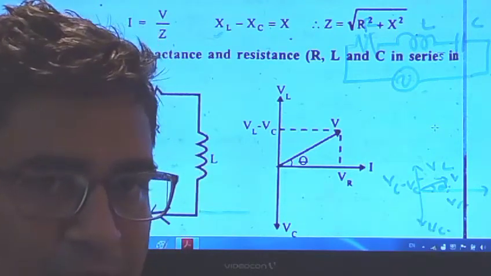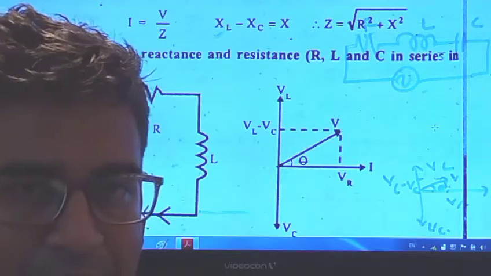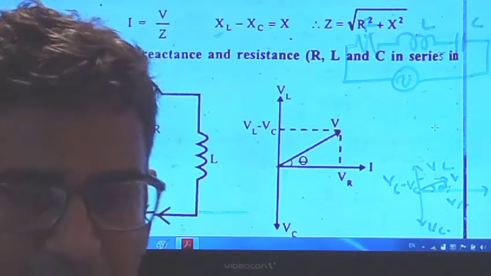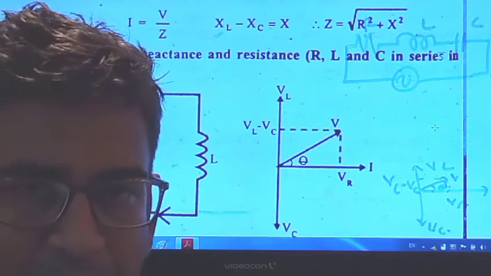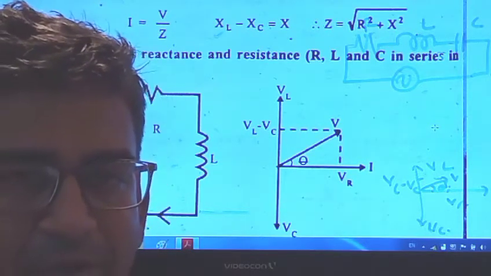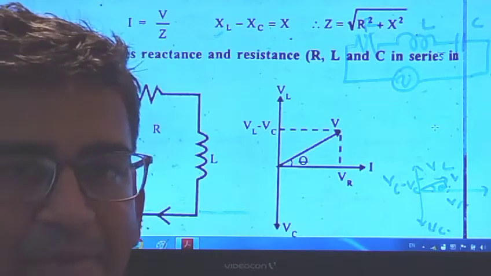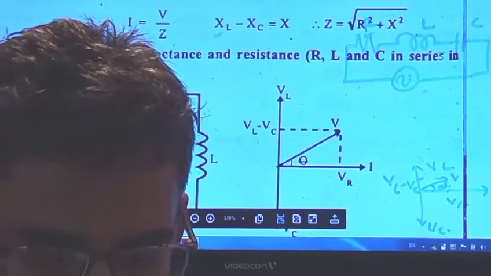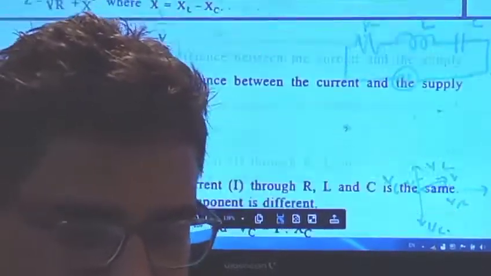So from this phasor diagram you clearly understood that when the current passes through the resistor, it is in phase. When it passes through the inductor, it leads by 90 degrees, and when it passes through the capacitor, it lags by 90 degrees. So these are the values you have to keep in your mind.